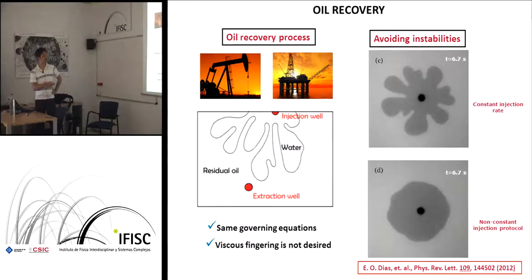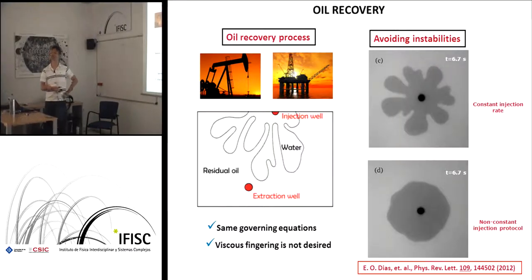Viscous fingering takes place because water is less viscous than the oil. And eventually one of the fingers hits the extraction well, but you still have oil trapped inside the rock. Right? So you want to avoid these instabilities in this kind of process. This is a nice result that my collaborators in Recife have achieved. If you inject water into oil at a constant rate, you get a branched finger structure.